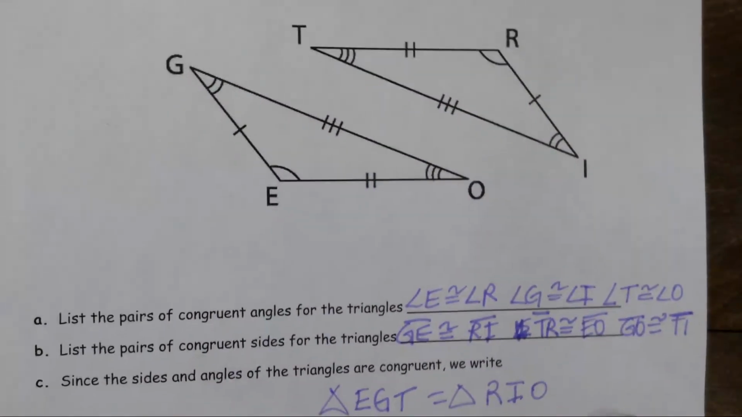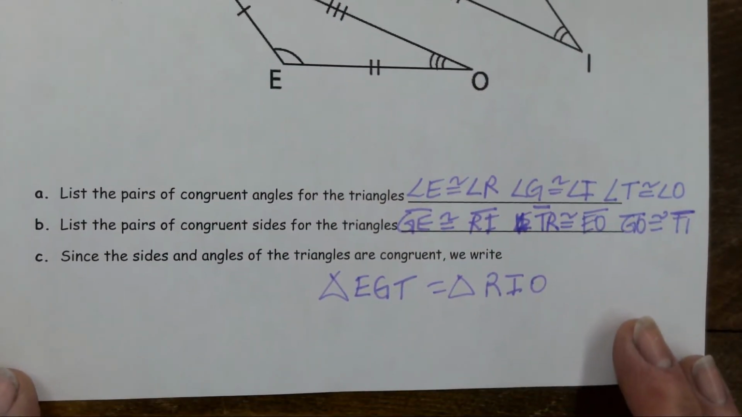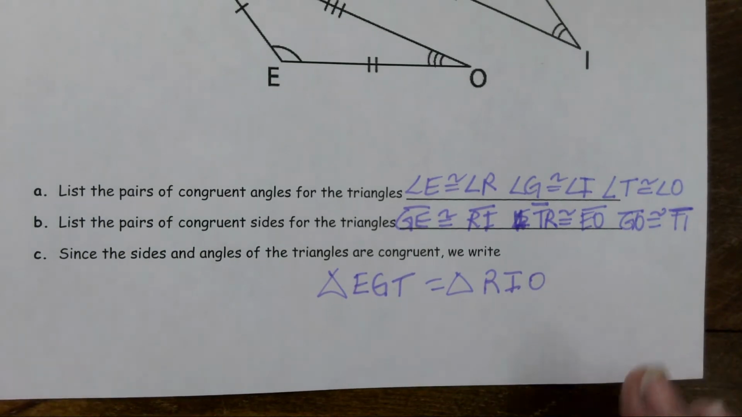Take a look at your answers, compare them to mine when you are finished. Again, keep in mind that I don't have to write E is congruent to R first. In fact, I don't even have to write it in that order. I could put R congruent to E. That part doesn't matter. It's just that E and R at some point have to go together.